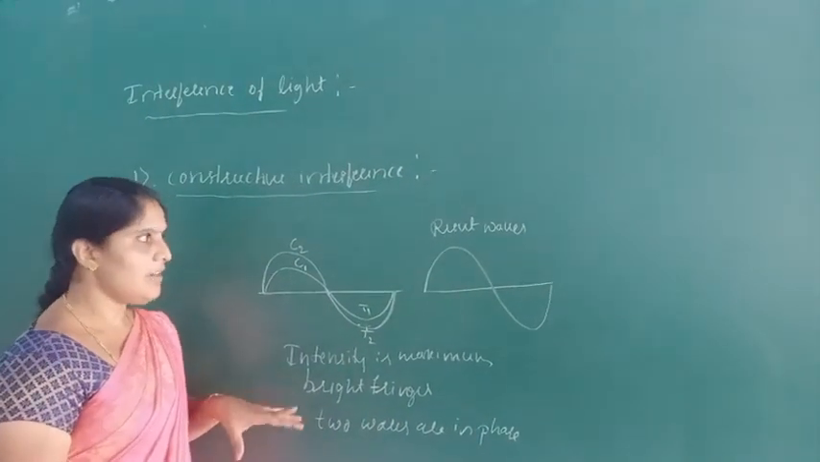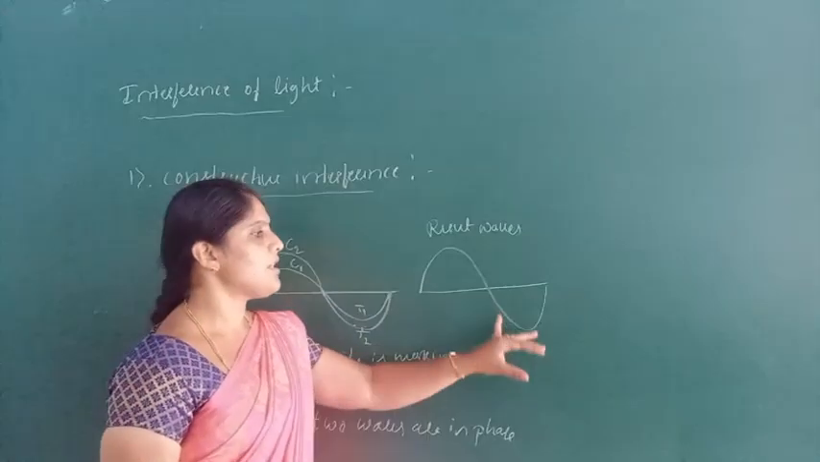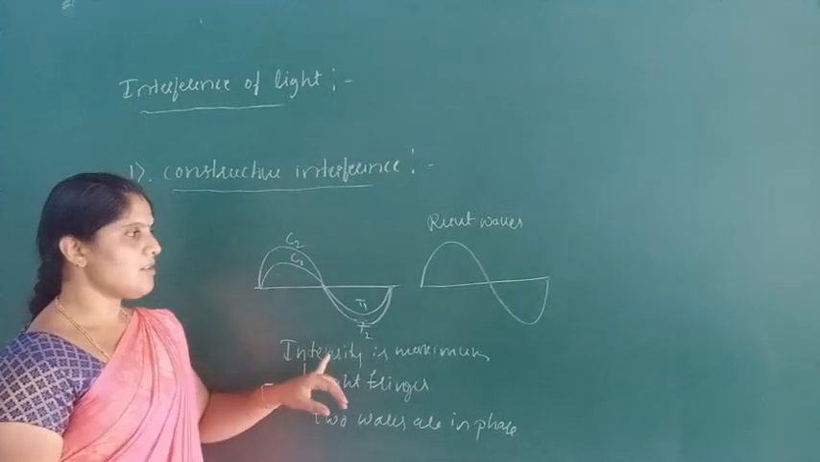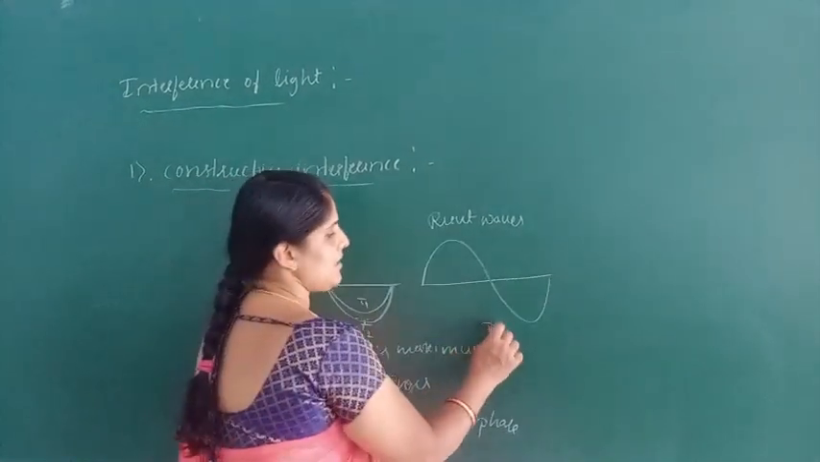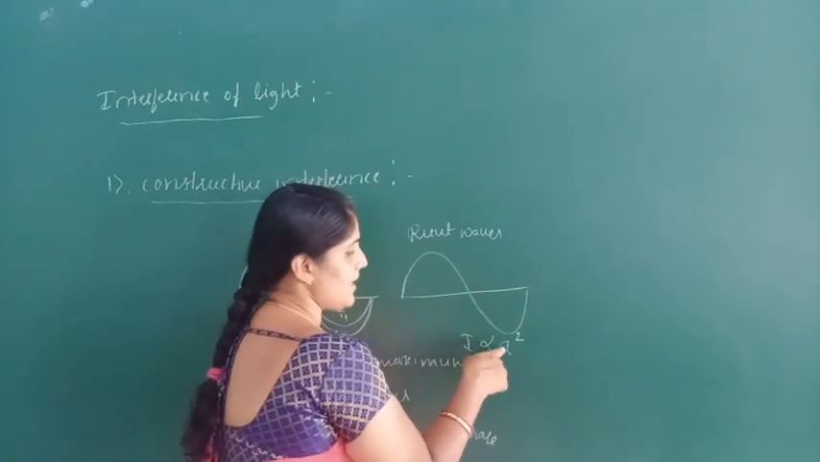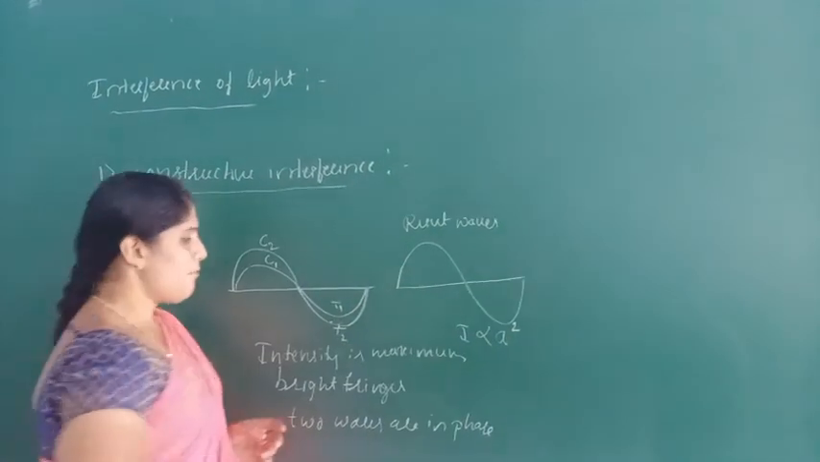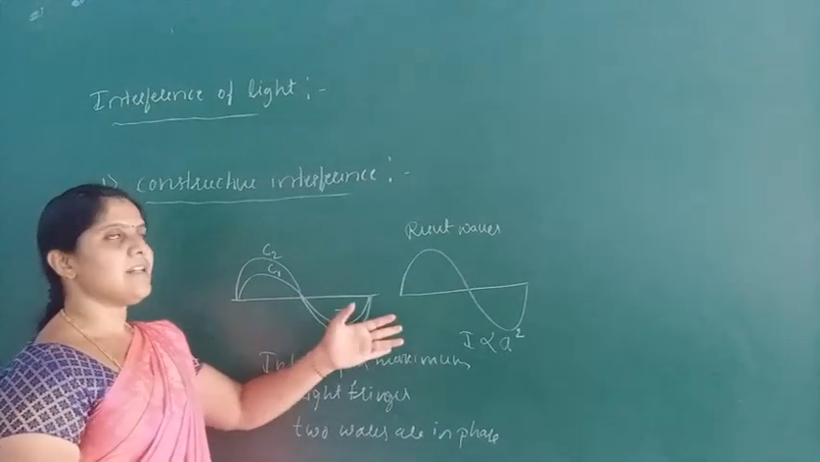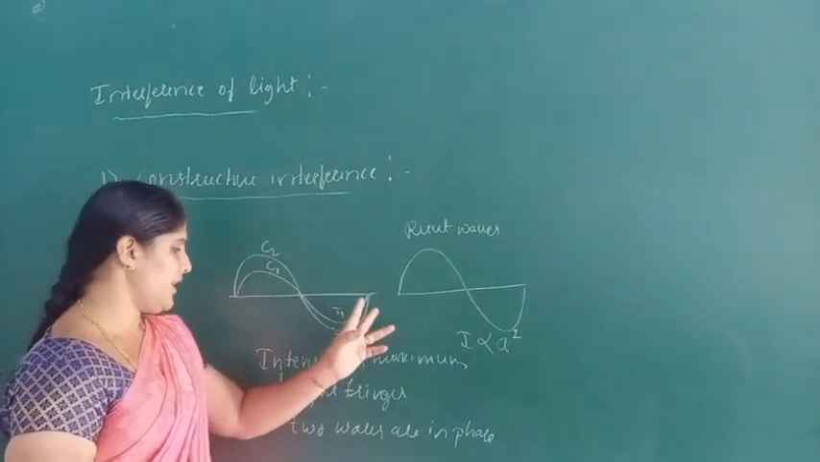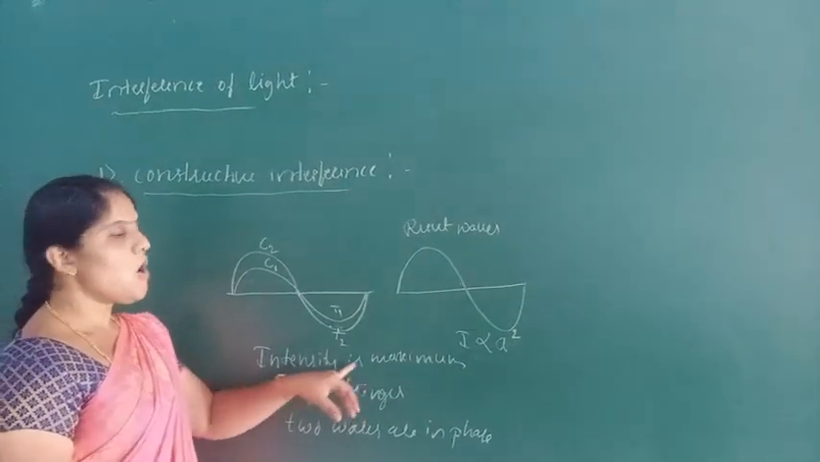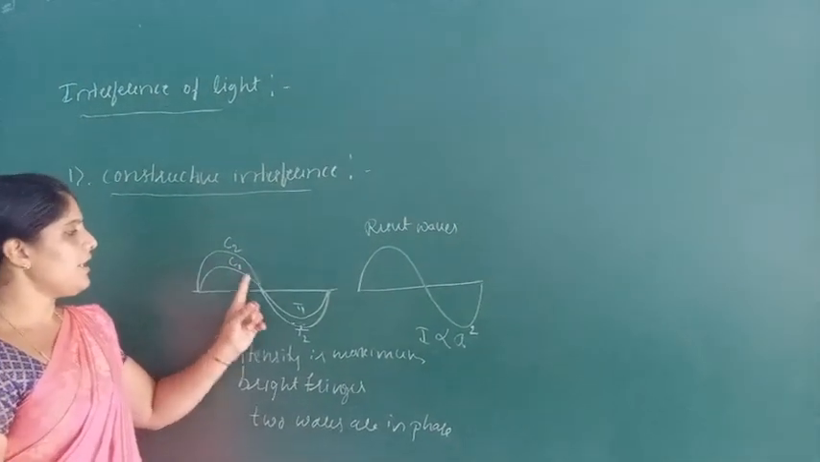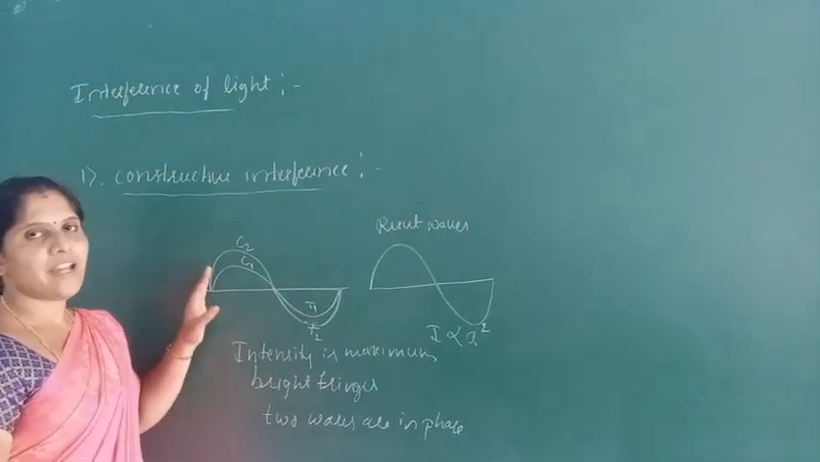In constructive interference, the amplitude of the resultant wave increases. Therefore, intensity also increases, because I is directly proportional to A squared. The intensity of the light is directly proportional to the square of its amplitude. As amplitude increases, intensity also increases. That means intensity is maximum in the case of constructive interference. Therefore, bright fringes are obtained. So, in constructive interference, two waves are in phase.